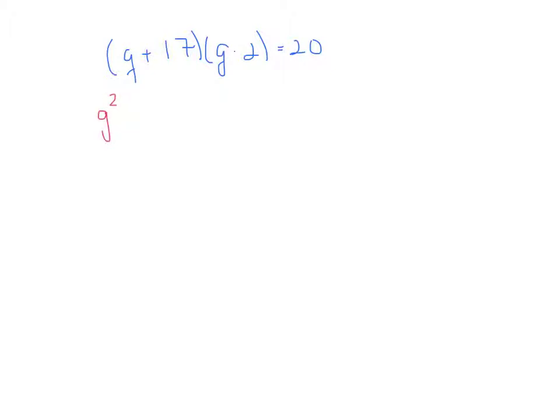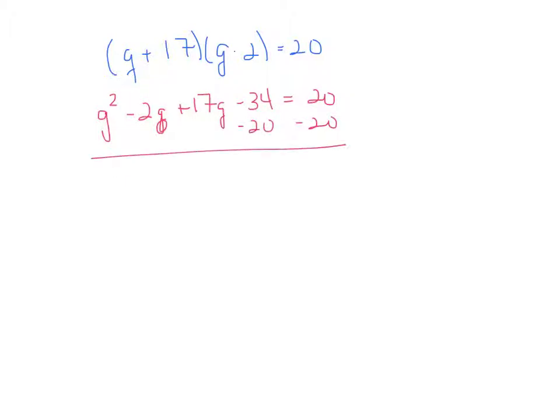So g squared minus 2g plus 17g minus 34 equals 20, and now I can move the 20 over. Okay, so we're going to get g squared. We'll go ahead and make this be plus 15g minus 54 equals 0. So now what you're going to want to do is refactor this.